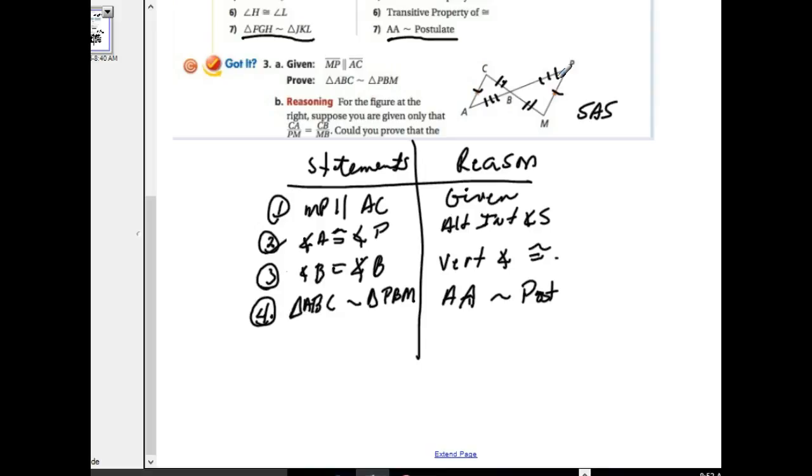So because we can't, the answer is simply no. Okay. And the reason is we just don't have enough information, using the postulates that we've been given, to be able to prove it.